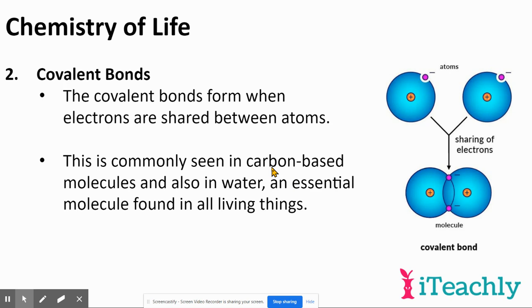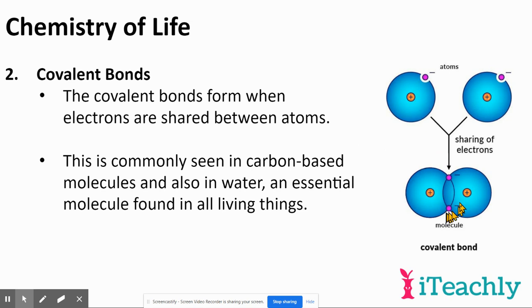This is commonly seen in carbon-based molecules. So organic molecules generally have a carbon backbone, and all those macromolecules we're going to eventually talk about are organic molecules. So they all have a carbon backbone, and they generally have hydrogen associated with them as well. And also water. And this is an essential molecule found in all living things. So we're carbon-based, and so we have carbon-based molecules.